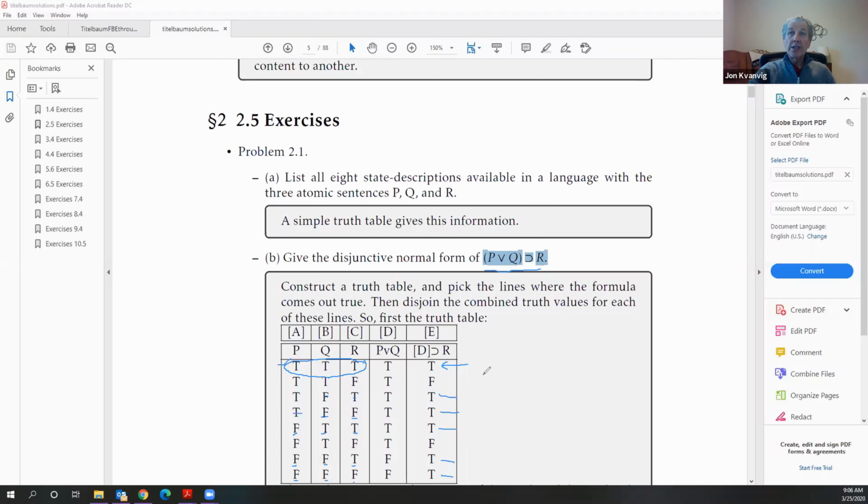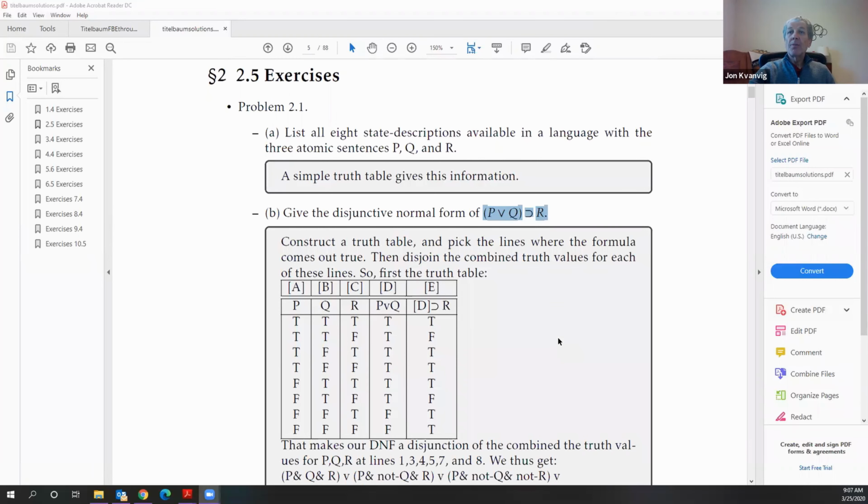That's how you construct the disjunctive normal form of any proposition whatsoever. Just do the big long truth table for the formula that you're looking at, identify the lines of the truth table where it comes out true, and disjoin those lines. That is the disjunctive normal form.